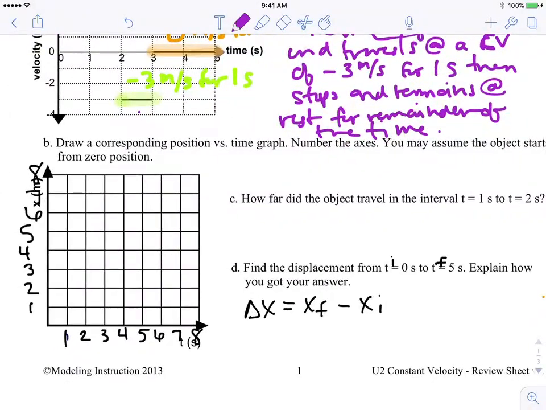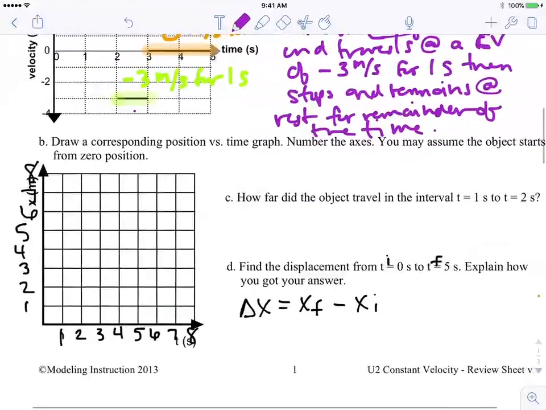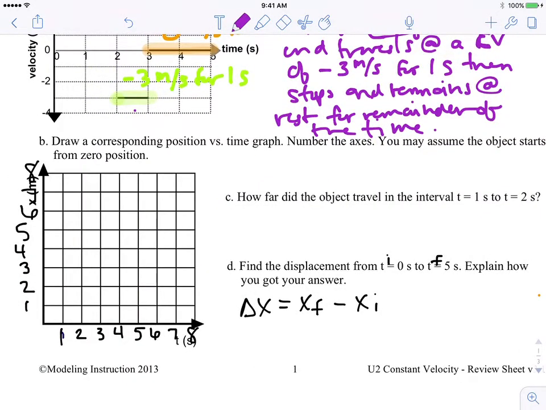So next it's asking us to draw a corresponding position versus time graph. Number the axes. You may assume the object starts from 0 position. Because remember, in a velocity time graph, it does not give us any information about its starting position. Okay, so I will always include the starting position when you have to take information from a velocity time graph and transfer it into a position time graph.